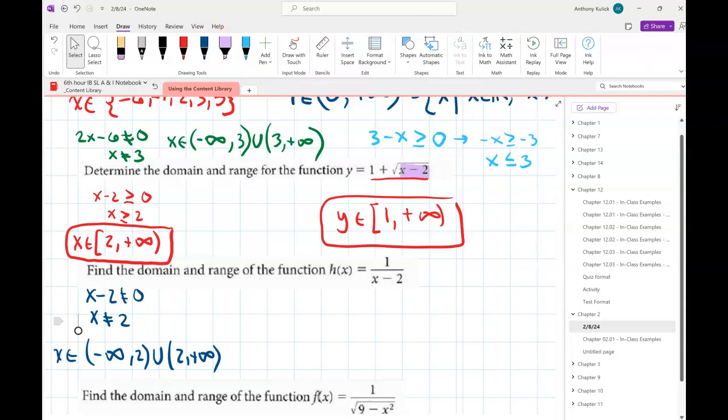Let me double check something real quick to see what they did to do this. Are we just looking at a picture? Oh, sure. Okay. All right, so think about it this way. Think about this as a fraction, right?